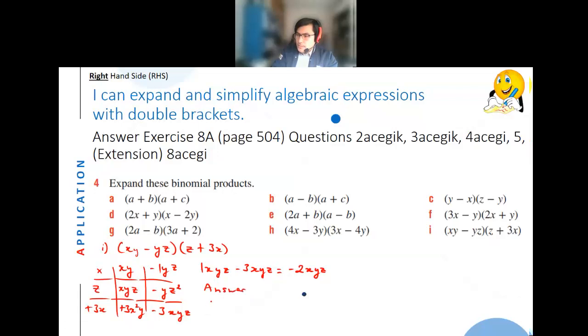So we're going to have negative 2xyz minus yz squared plus 3x squared y. Okay, and that is it. So that's how you would do question 4. Alright, moving on to question 5 now.